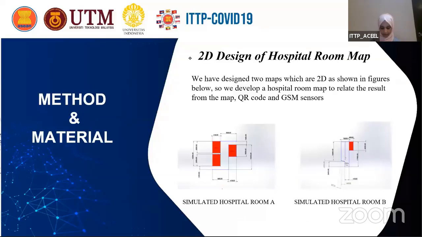After that, we have the design of the hospital room map. So we have designed two maps which are 2D as shown in the figures below. We develop a hospital room map to relate the results from the map, QR code and GSM sensors. You can see it here, we have simulated hospital room 1 and simulated hospital room 2. We include it in the application.